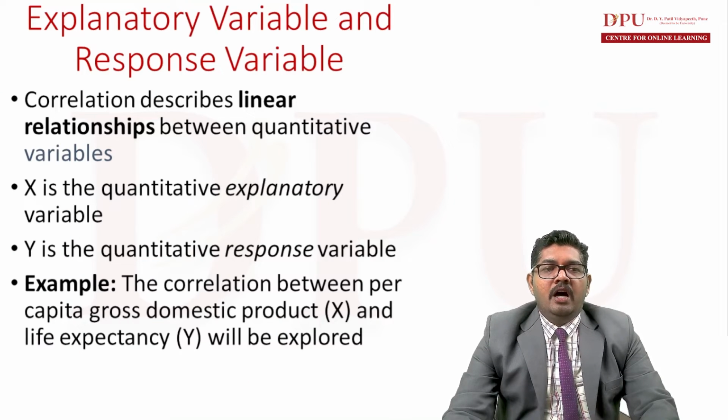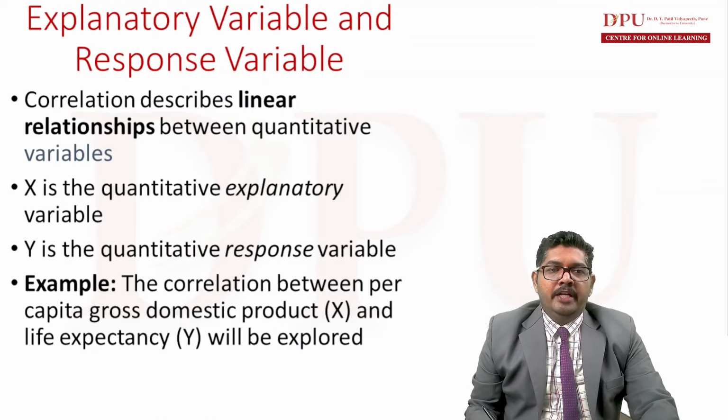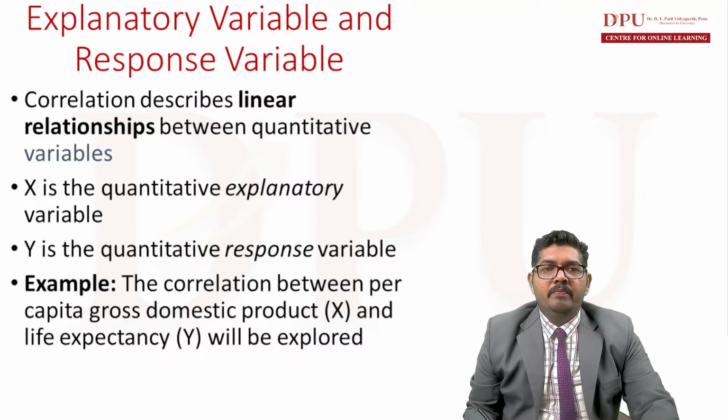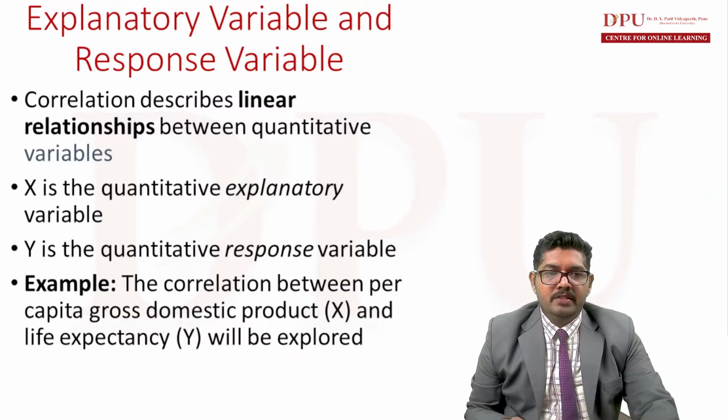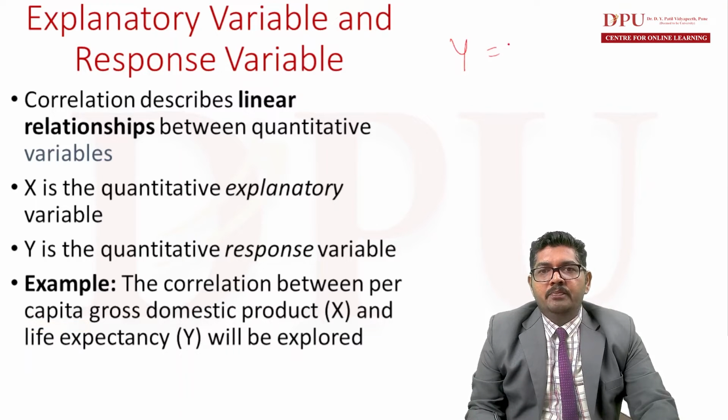So basically there are two variables: explanatory variable and response variable, or independent variable and dependent variable. There are many ways to call the variables. So basically y is a function of x. It means that x is the independent variable and y is the dependent variable, because when we change the value of x, there will be corresponding values of y.